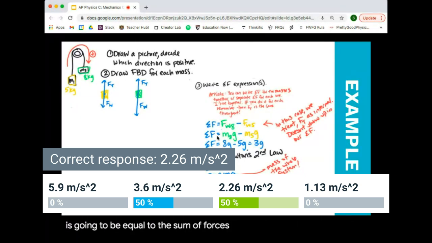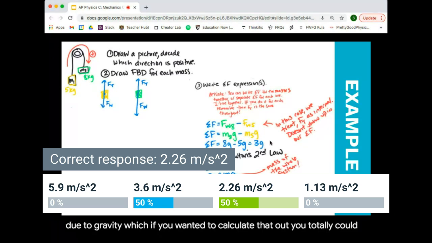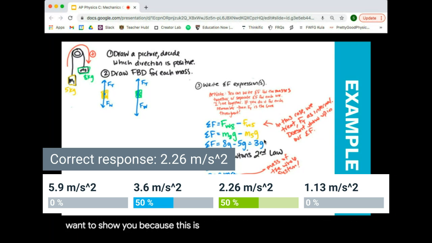From here, all I have to do is plug in that weight equals mass times the acceleration due to gravity to get an expression for the sum of forces. So all I did is plug in the mass of the green one, which is 8, and the mass of the yellow one, which is 5, and I see that my sum of forces is equal to 3 times the acceleration due to gravity, which if you wanted to calculate that out, you totally could. Now this is the first one that's not in equilibrium. It's actually accelerating, right? So the way that we handle that is instead of putting a 0 for the sum of forces, we would plug in Newton's second law.